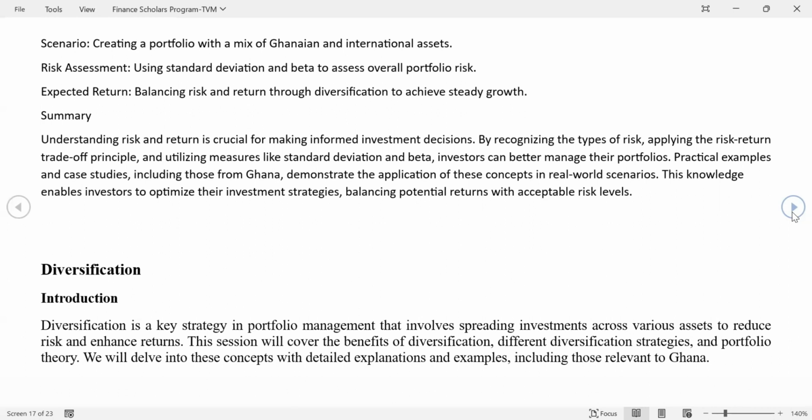All right. So I think we've done the first aspect, the second aspect of the risk and return. This will be the last one, like diversification. I mentioned earlier, so we wanted to actually add it to it. So diversification is a key strategy in portfolio management that involves spreading your investments across various assets to reduce risk and return, and enhanced returns. So this section will cover the benefits of diversification, different diversification strategies, and portfolio theory. We'll delve into this concept in detail, explanations, and examples, including those relevant to time.